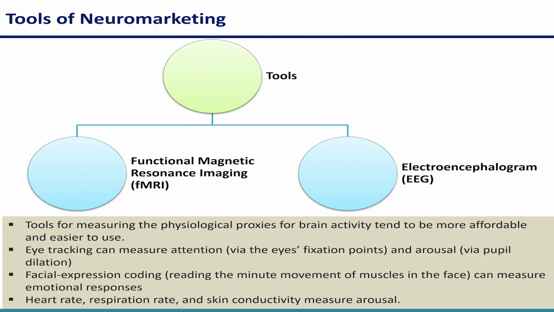These tools measure physiological proxies for brain activity, and tend to be more affordable and easier to use. For example, eye tracking can measure attention via eye fixation points, where we are looking, our focus or which locations. Based on those eye tracking measures, they find the attention of the people, what they are looking at. And second is arousal, measured via pupil dilation.